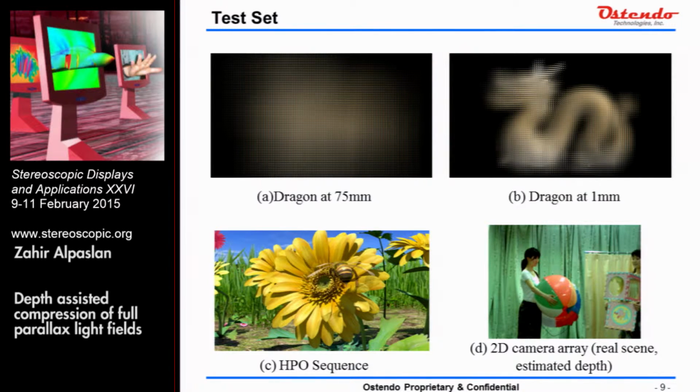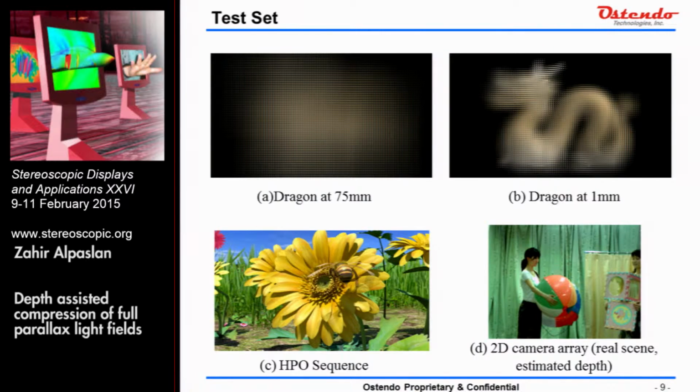So we tested our algorithm and compared it with the MPEG algorithms with 4 input light fields. We have 2 light fields of the Stanford Dragon, which is a computer-generated image. In one, the Stanford Dragon is positioned far away from the screen at 75 millimeters, and in the other, the Stanford Dragon is positioned at 1 millimeter. So you see the light field is different.